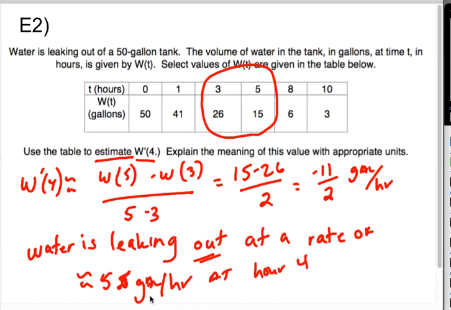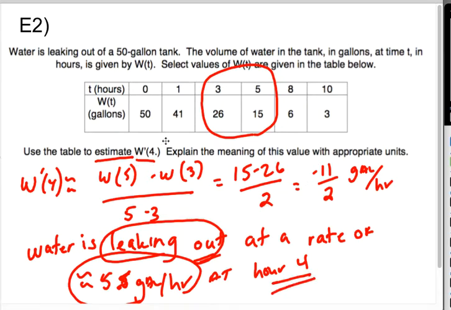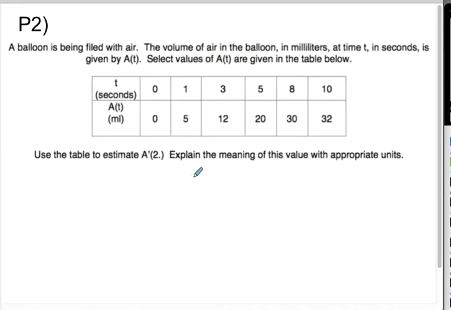So you want to include the units, right? Now notice I didn't write it as negative here because the words leaking out included that negative. The reason that this is negative is that the volume is changing in a negative way, meaning the volume is getting less, right? There's less water in the tank. So when I say it's leaking out at a rate of 5.5, the leaking out covers the reason why this answer was originally negative, and I want to make sure that I'm clear that it's happening when t is 4, okay? So let's go ahead and do a P2.